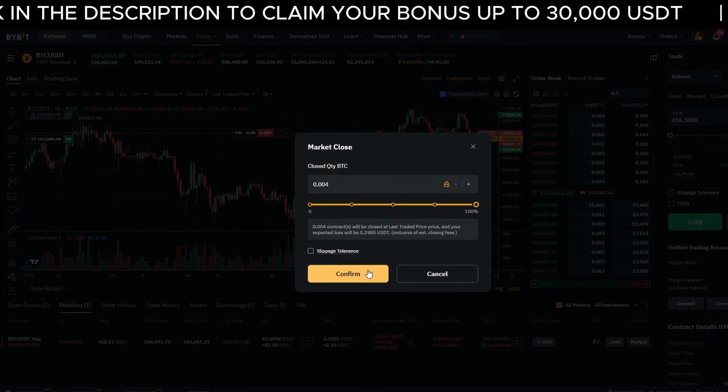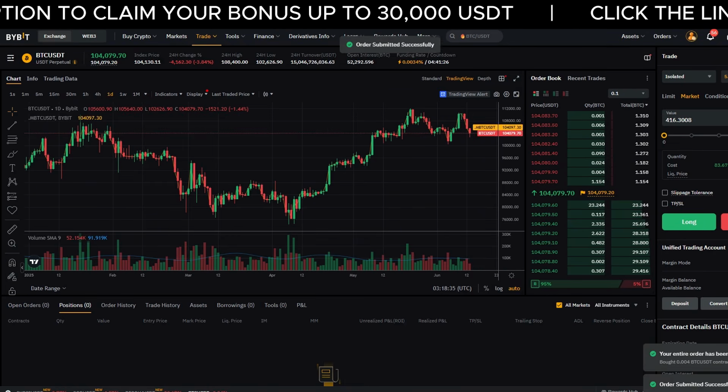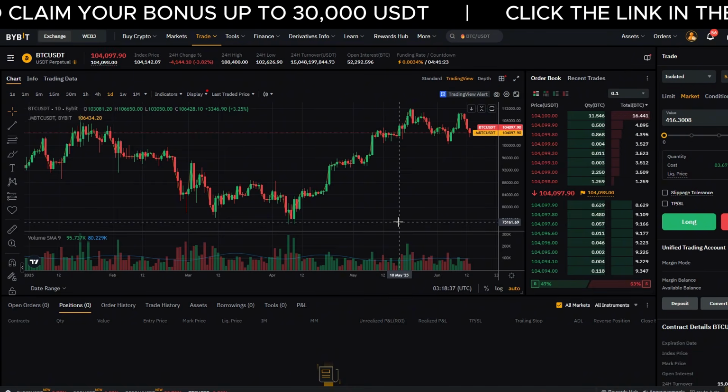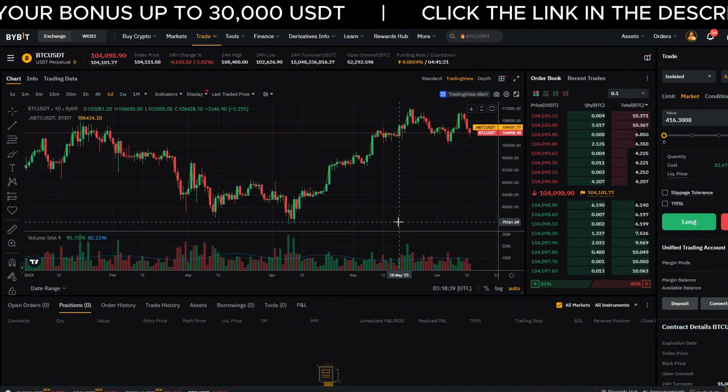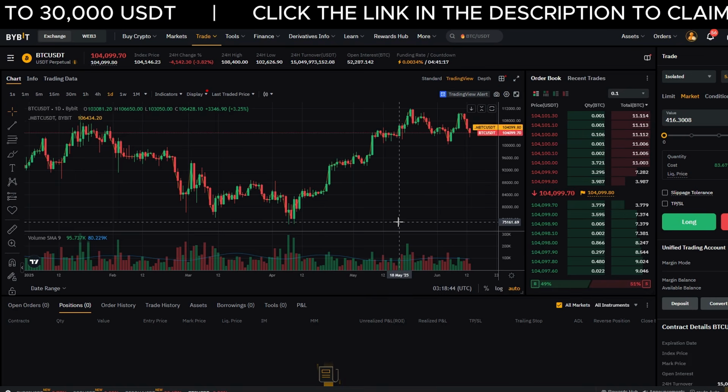Whether you're going long or short, always make sure you understand the order type, the leverage, and the risk involved. Start small, use isolated mode, and trade with a plan. If this walkthrough helped, check out my other Bybit tutorials.